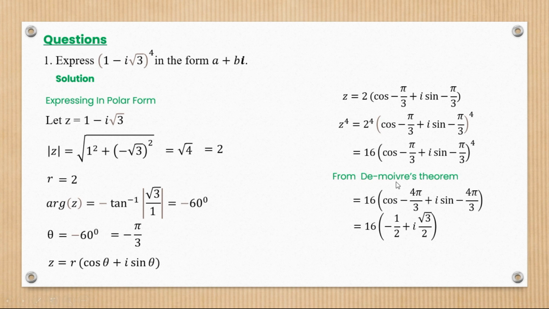And then we can press this in our calc. Make sure to put your calculator in radians. We know that cos of negative 4 pi over 3 is the same as negative a half, and then sine of negative 4 pi over 3 is negative root 3 over 2, so i root 3 over 2 actually. So this is what we're left with. When we multiply the 16 within, we're left with negative 8 plus 8 root 3 i. And hence that is how we express this complex number in the form a plus bi.